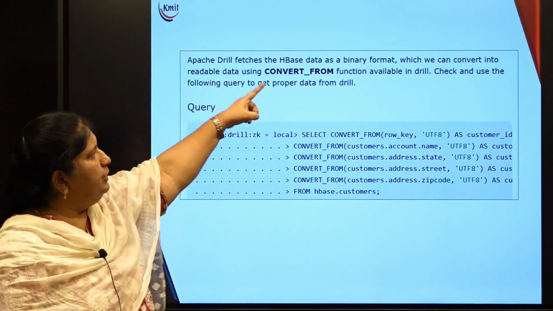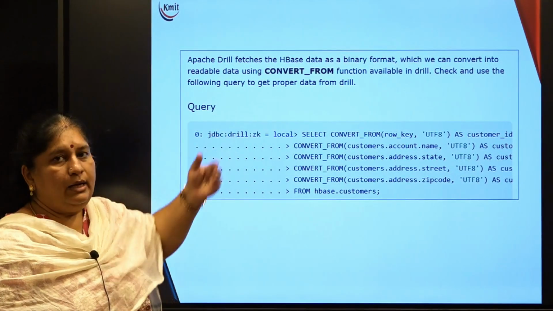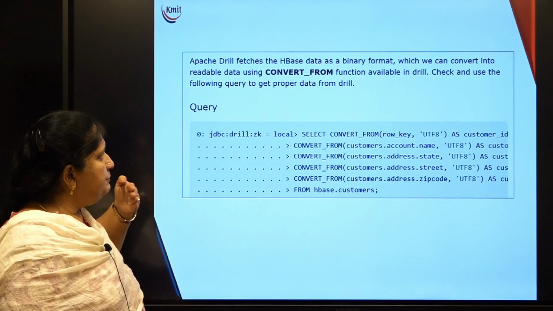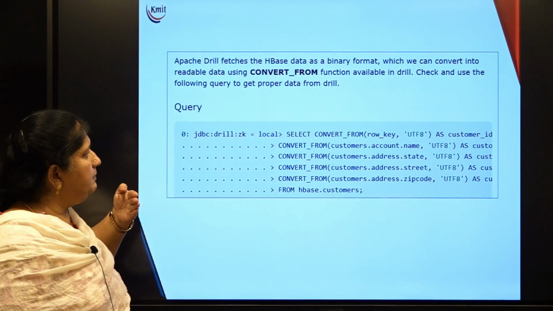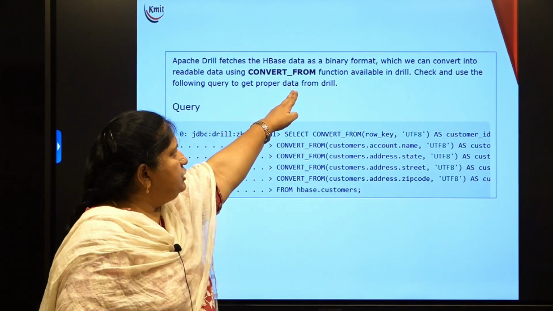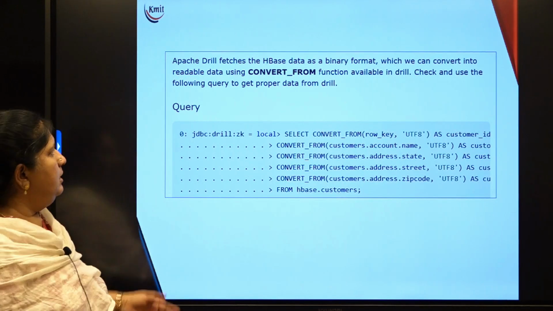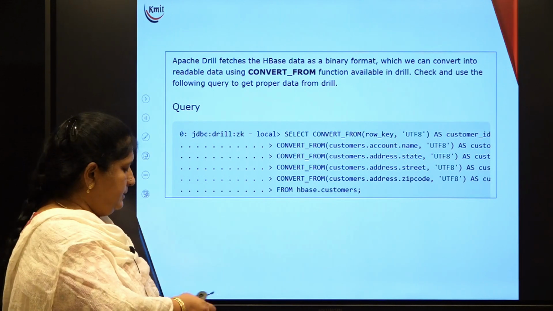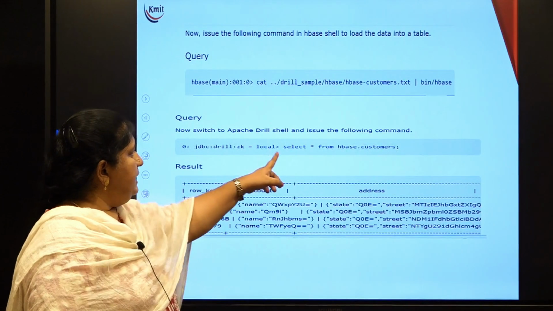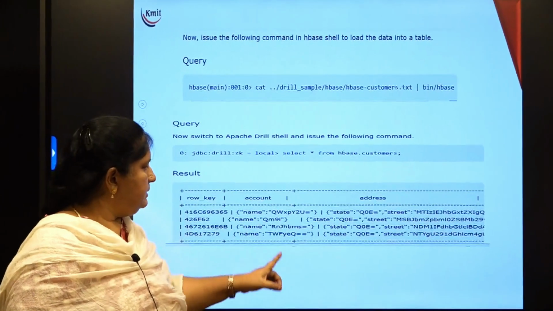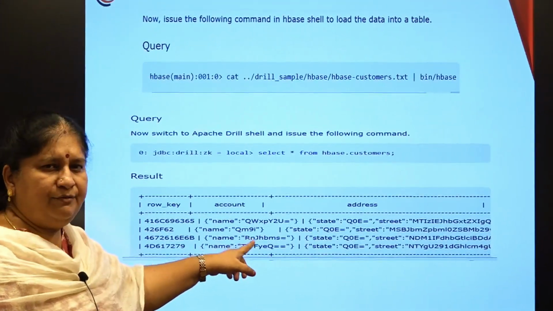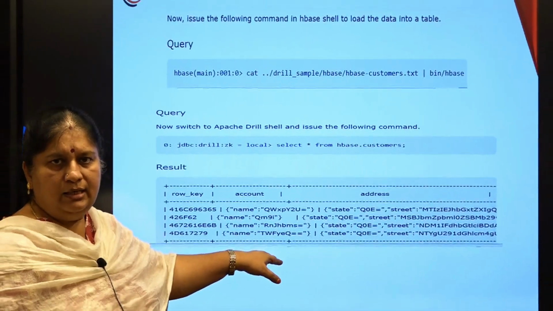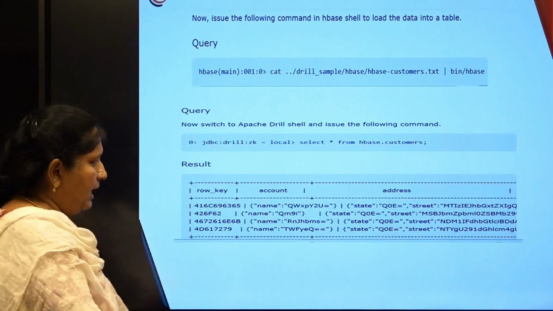Now the data is showing in a binary format. Now we have to convert it into a readable format. To convert into a readable format, we use the convert from function, which is there in Apache Drill. How do we give the statement now? In the previous slide, how did we give the query? Select star from hbase.customers. The data like Alice, Mark, Frank, whatever names were there, those are coming in some binary formats. If I don't want this, I want to see the actual data.